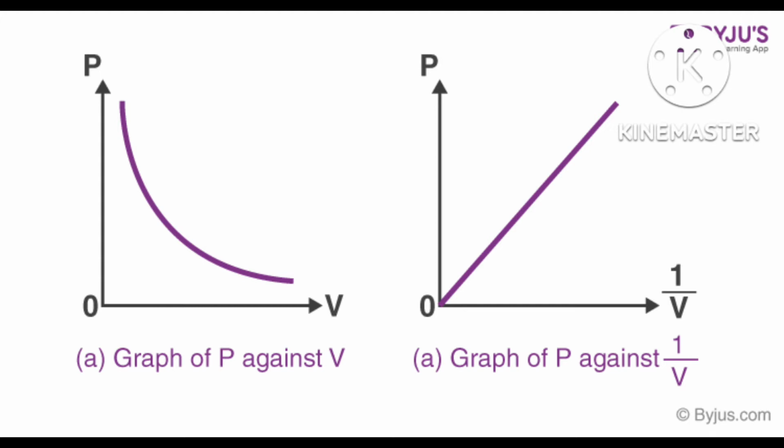Now another thing you should know here: if you draw the graph between pressure and volume, pressure versus volume, then two graphs are possible. One graph is pressure versus volume, where pressure P you can take in bar and volume you can take in liter or decimeter cube.